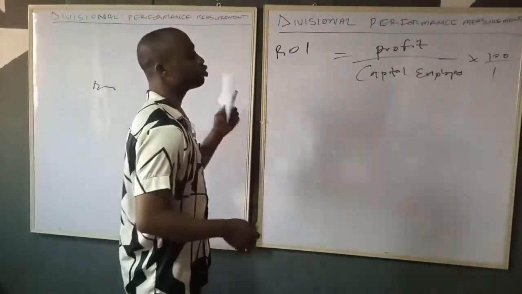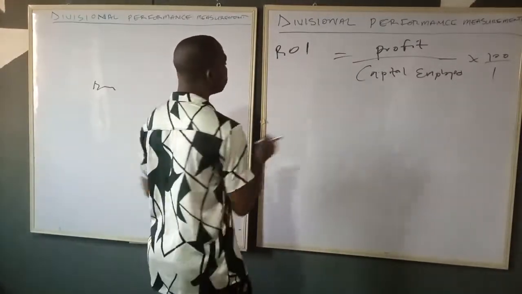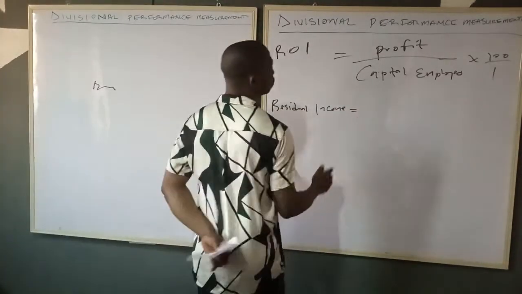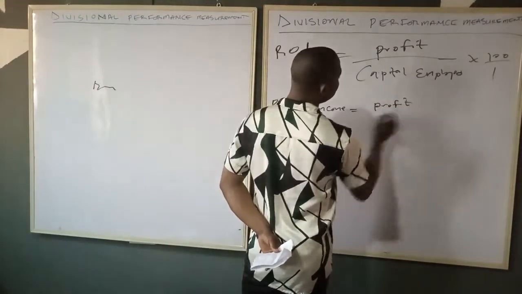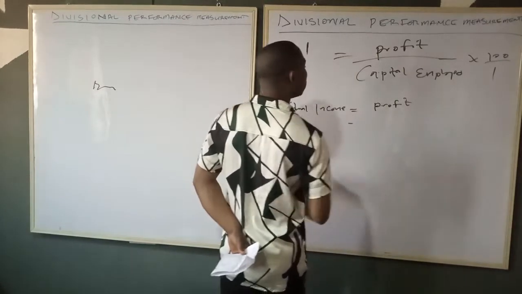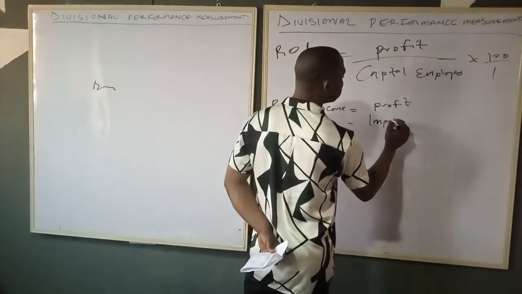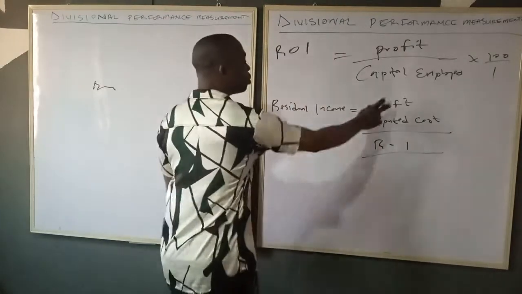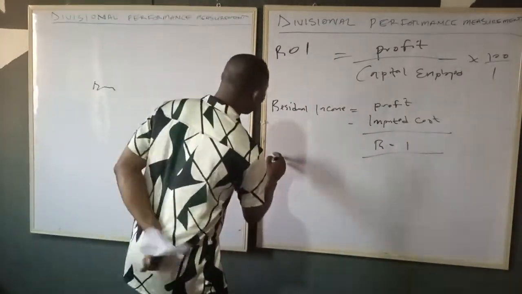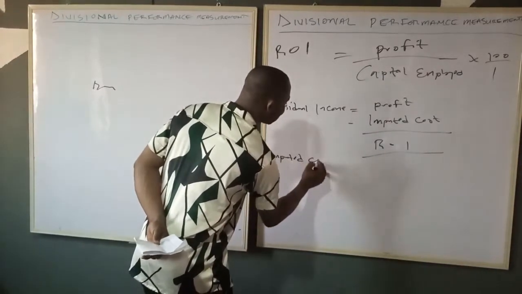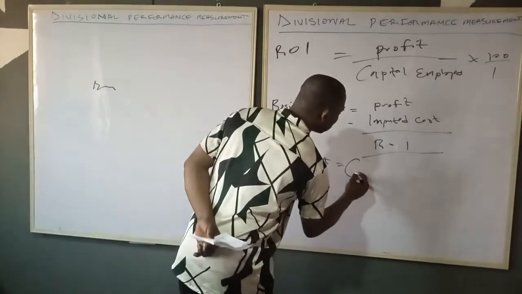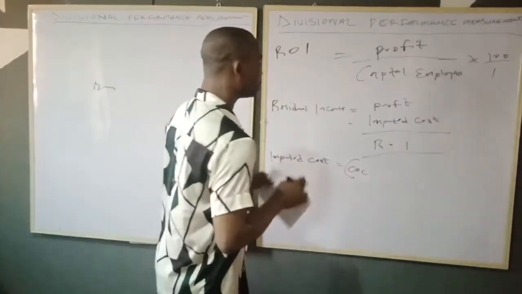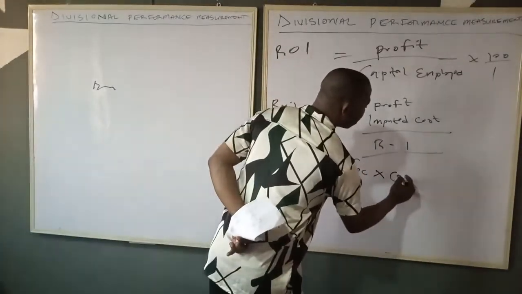The cost of capital will be needed when we want to compute residual income, because residual income is equal to profit minus imputed cost. So what is our imputed cost? Our imputed cost is equal to cost of capital. They always give us cost of capital. In this particular question, they give us cost of capital as 20%, right? Cost of capital multiplied by capital employed.